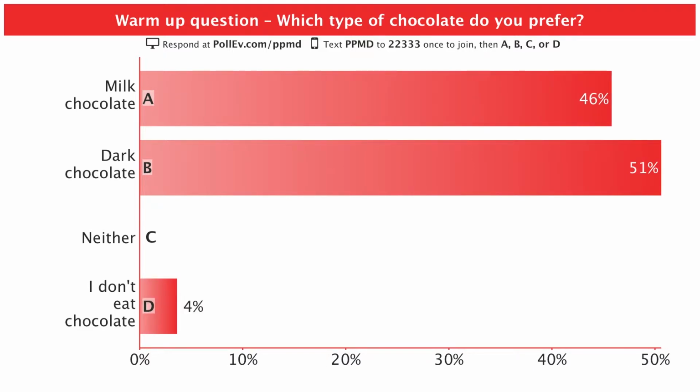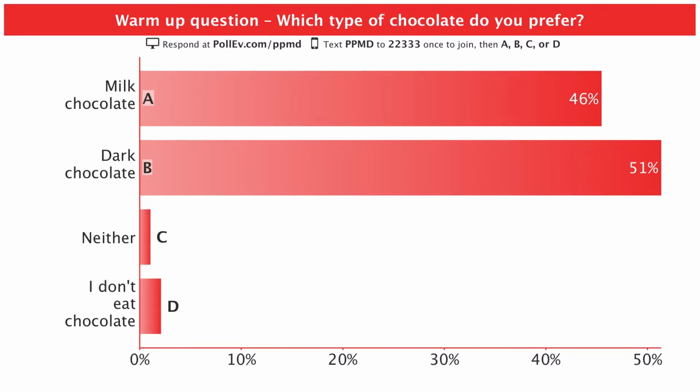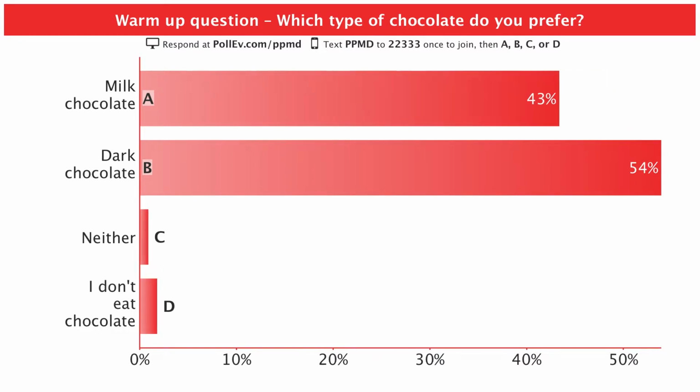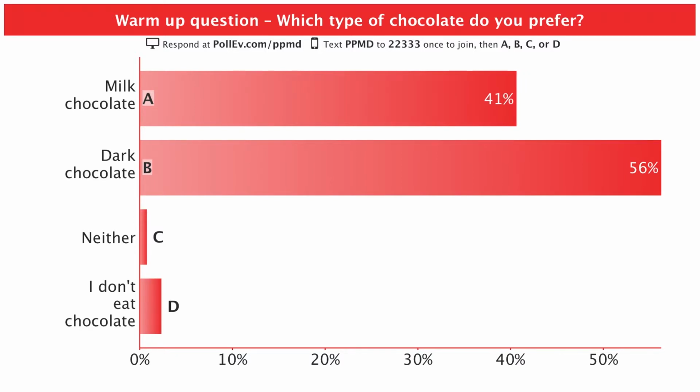Responses are still coming in. We're just going to give it a minute. Looks like dark is in the lead. Milk is close behind it. Okay. So the correct answer was dark chocolate, by the way, in my opinion. Just so you know.